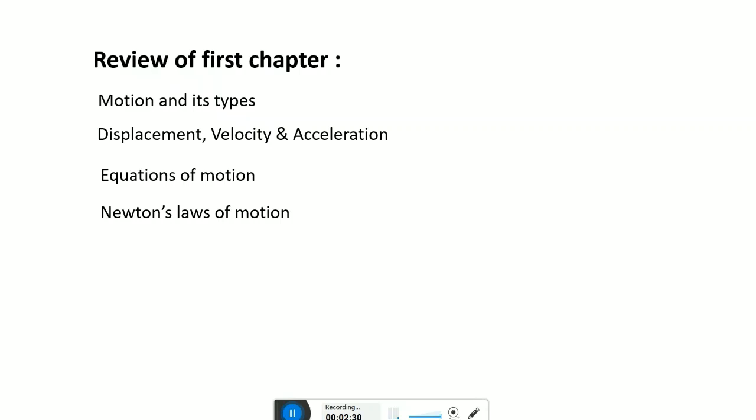Similarly, Newton's second law of motion states that the acceleration of an object is directly proportional to the net force acting on it and inversely proportional to its mass. And third law states that to every action there is always equal and opposite reaction.